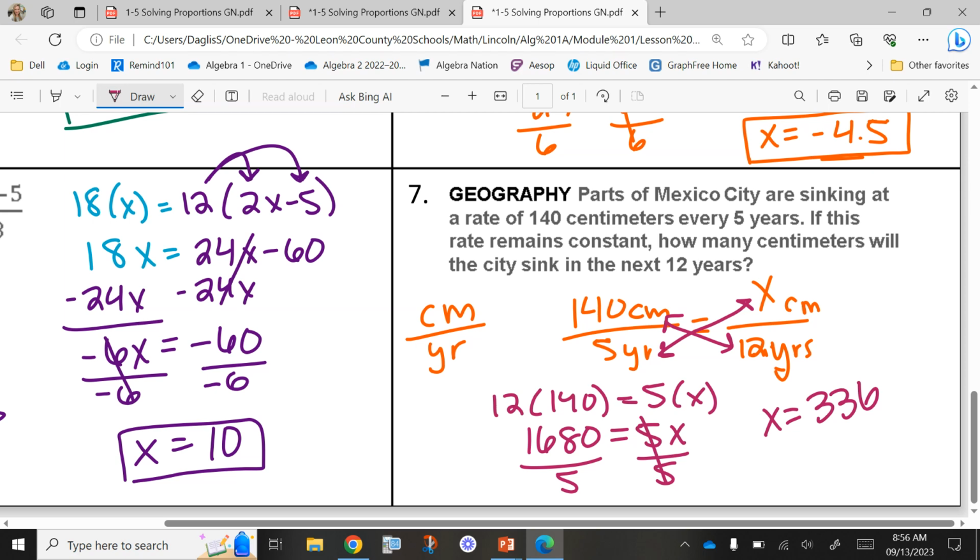Now we have to answer the question. How many centimeters will the city sink in the next 12 years? 336 centimeters. So just make sure we answered the question. You can't just say 336. Like what? Watermelons? Miles? Right? So make sure you answer the question. Is 336 centimeters. Yes. Yep.